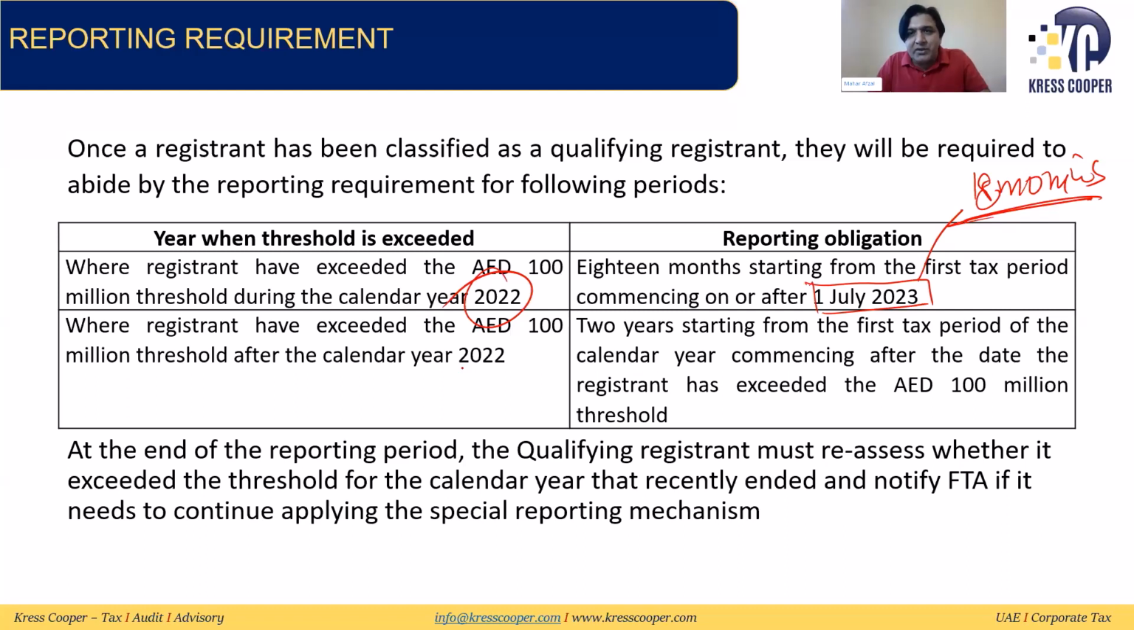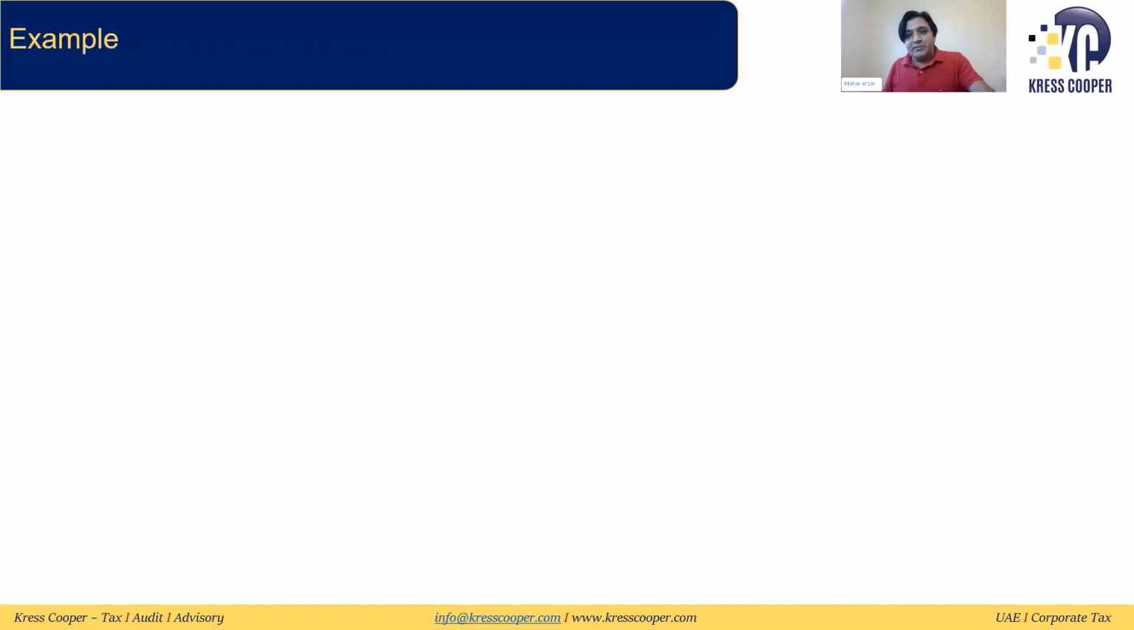if their threshold is exceeded in any calendar year in the future, then the reporting requirement is 2 years, and these 2 years will start from the first tax period after the calendar year commencing after the date the registrant has exceeded 100 million. I just wanted to give you an example for this.